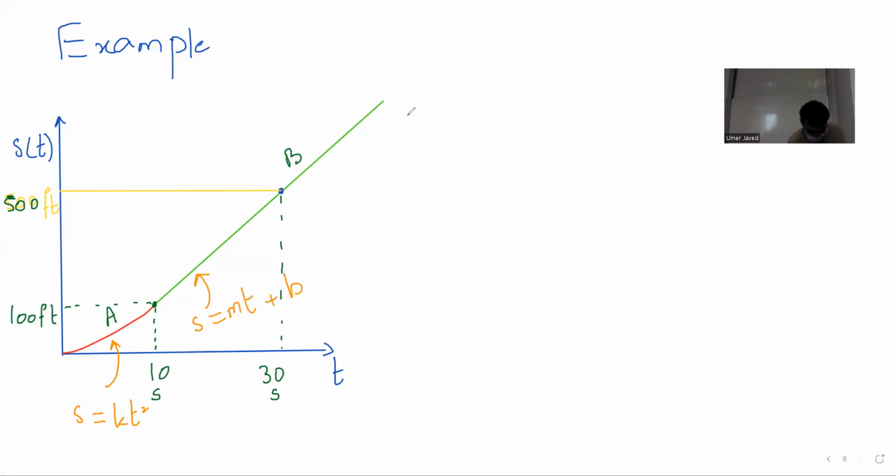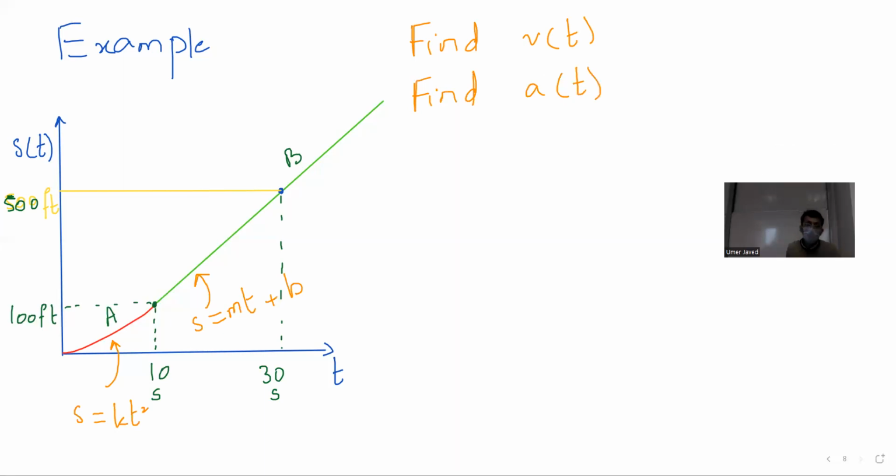The question says, find the velocity, find acceleration. First of all, I want a response from you. What do we need from this question? How should we even approach this? Seems confusing, in parts, right? So the journey A and journey B are completely different. You tackle part A for velocity, then tackle part B for the velocity. You tackle part A for the acceleration, then you tackle part B for the acceleration.